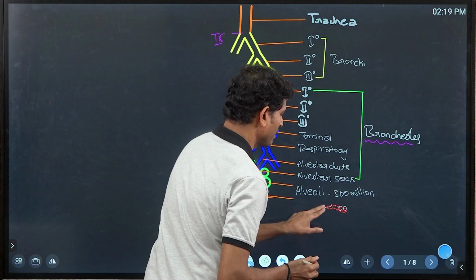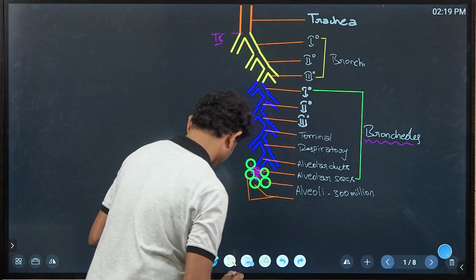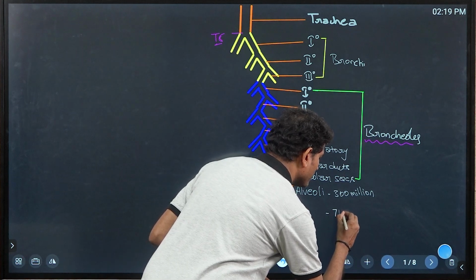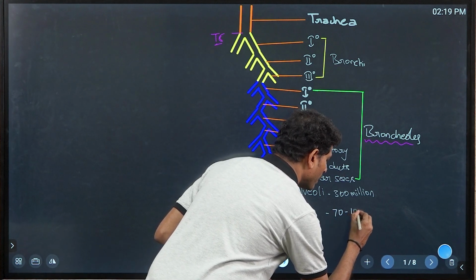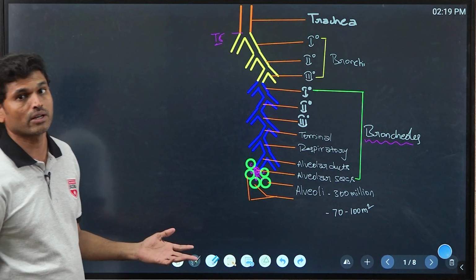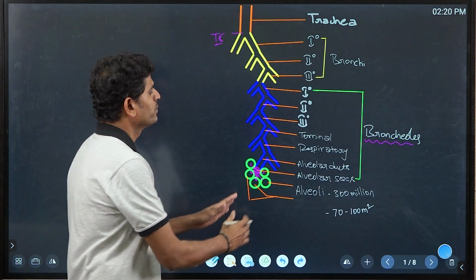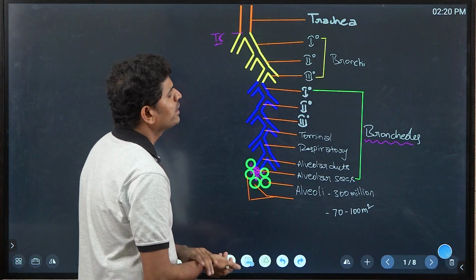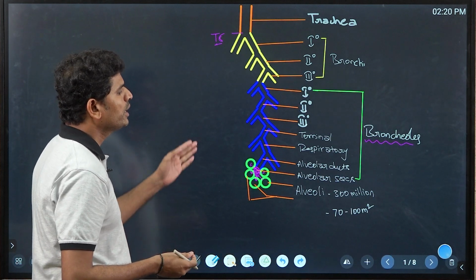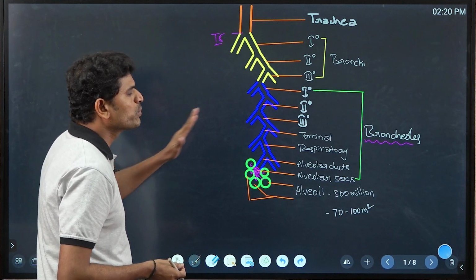What they give here is 70 to 100 square meters. That is a greater surface area. So this is the total respiratory tree, which is not clearly mentioned in NCERT. So order-based questions can be asked, beta.